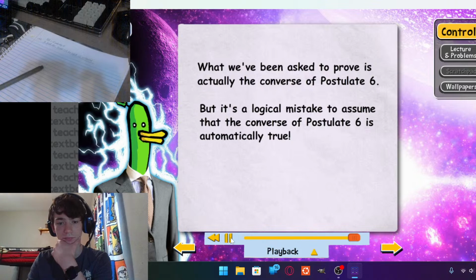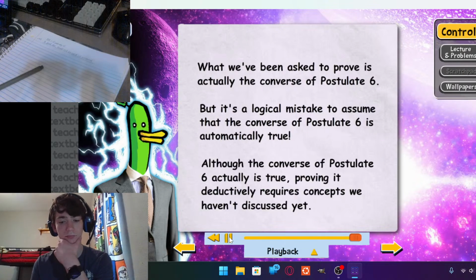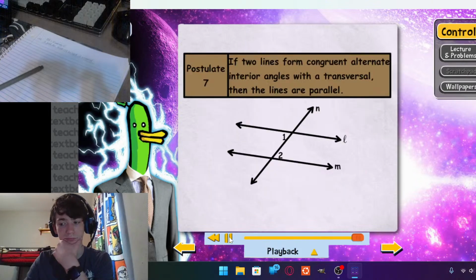Actually, it turns out that this is true and can be proven using deductive reasoning, but the proof involves some concepts that we won't be covering until later on in the book. And so what we're going to do is just accept this as another postulate. We're going to assume that this is true, but we're going to have to call it a different postulate because it's not the same as postulate 6. This will become our postulate 7. And so to finish this proof, we would have to use postulate 7, not postulate 6.